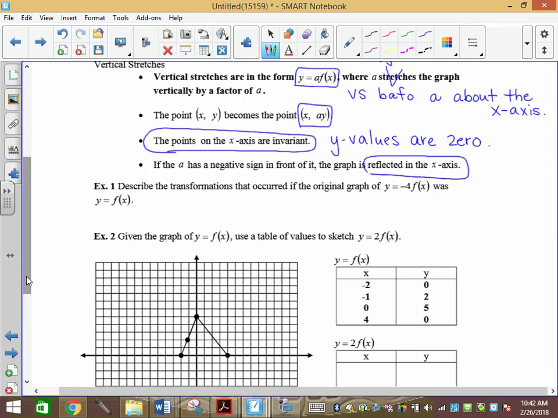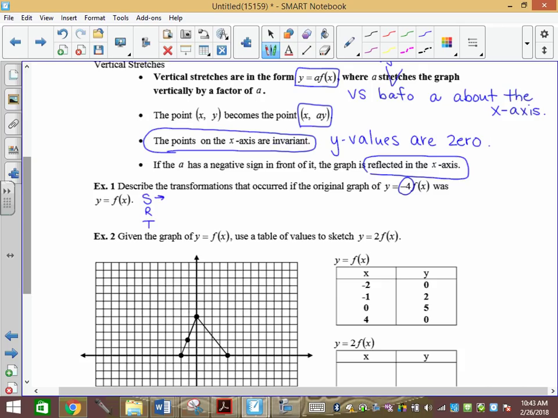Okay. So describe the transformations that occurred here. This is going to be vertical because it's not with the x, correct? Anything not with the x is vertical, a stretch or a reflection in the x. Anything with the x is horizontal, or a reflection in the y. Okay, so this one here, we have a -4. We always go in the order stretch, reflect, translate.